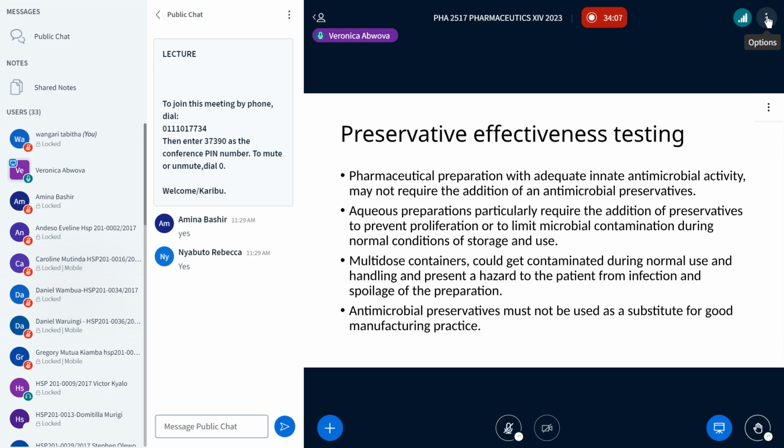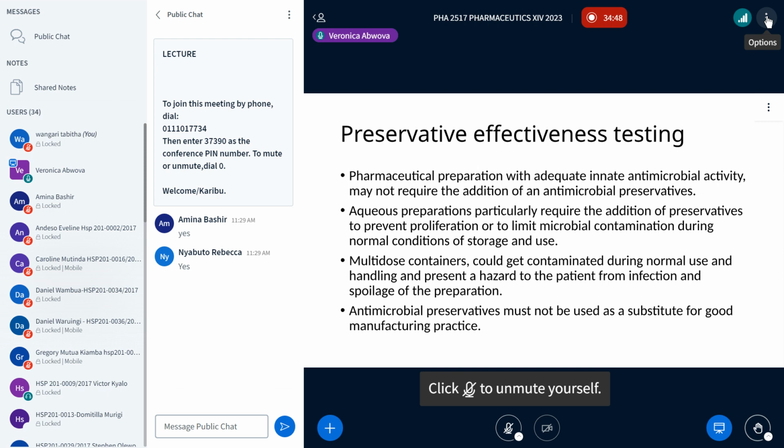Pharmaceutical preparations with adequate innate antimicrobial activity may not require addition of antimicrobial preservative. Aqueous preparations particularly require addition of preservatives to prevent proliferation or to limit microbial contamination during normal conditions of storage and use. Again, remember, these are normal conditions, not scenarios whereby your product has been stored so poorly, okay? Basically, we want to ensure that we are following GMP.